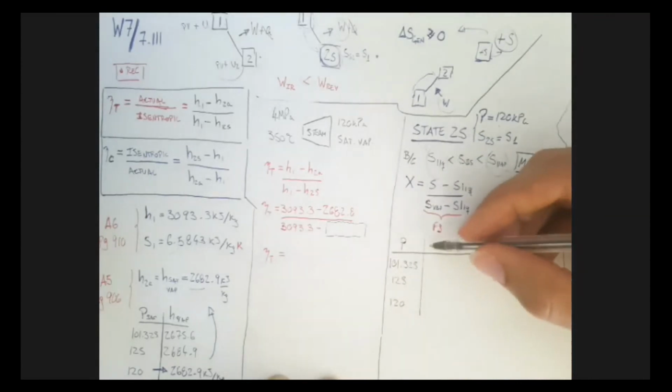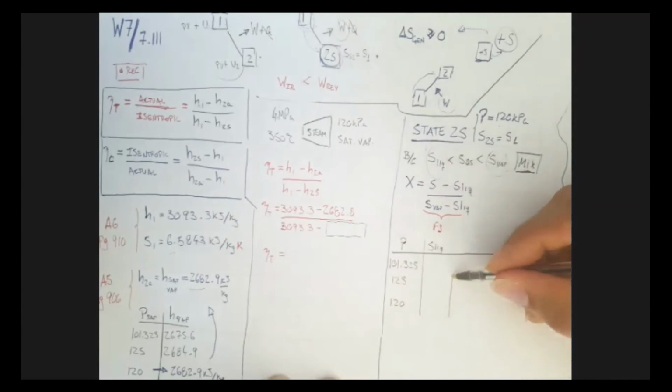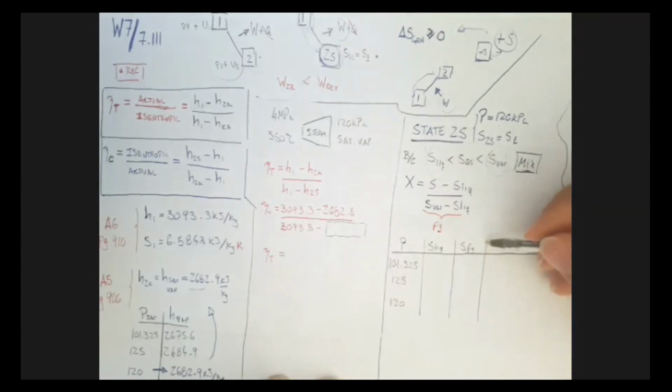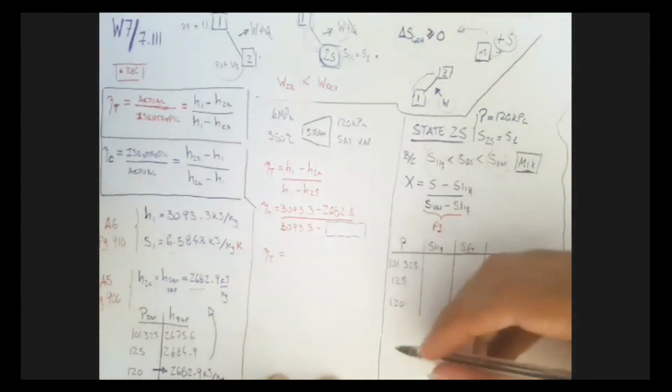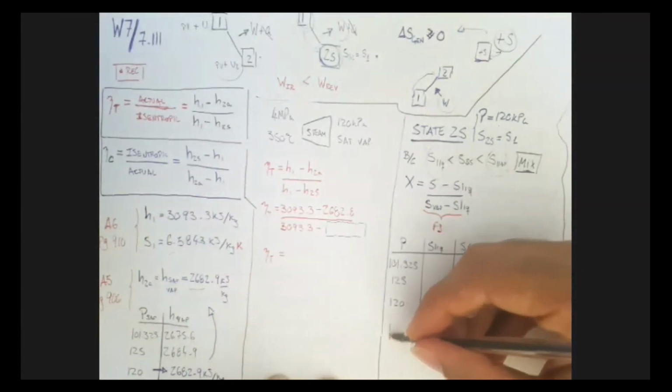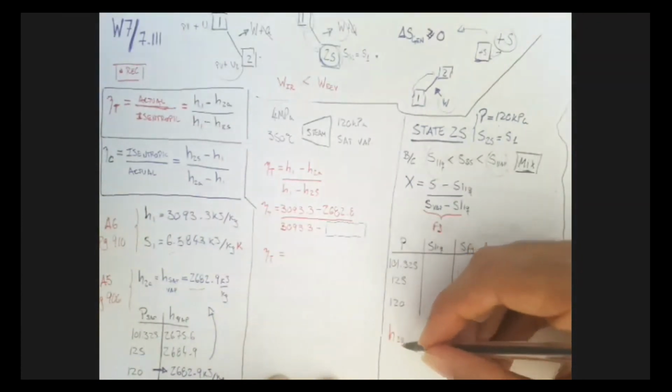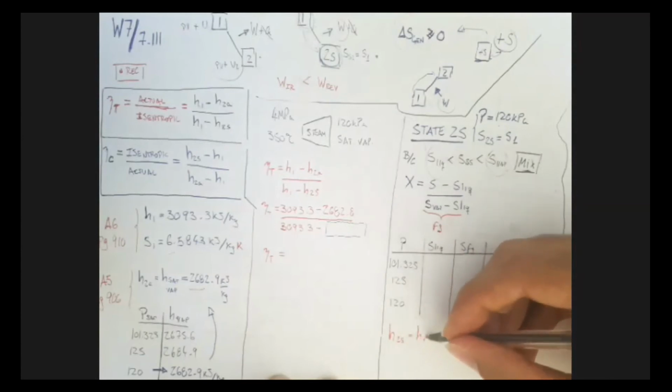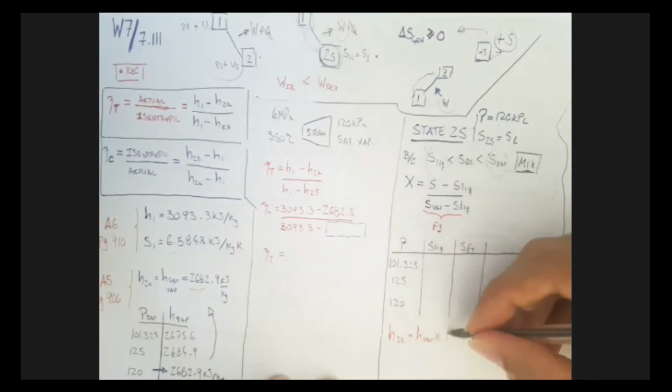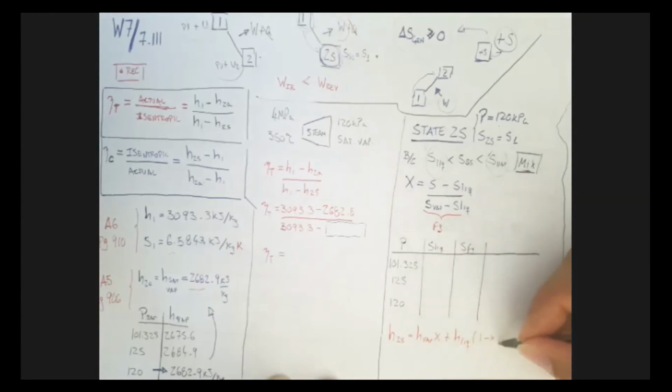And what are we looking for? We're looking for S of liquid. Also looking for SFG. And I'm also going to be looking for the enthalpy, right? Because if we know already it's a mixture, we know the enthalpy of this state, enthalpy 2S, which is what we're looking for, is going to be a combination of the enthalpy of the vapor times X plus the enthalpy of the liquid times 1 minus X. Yeah, we know that already.